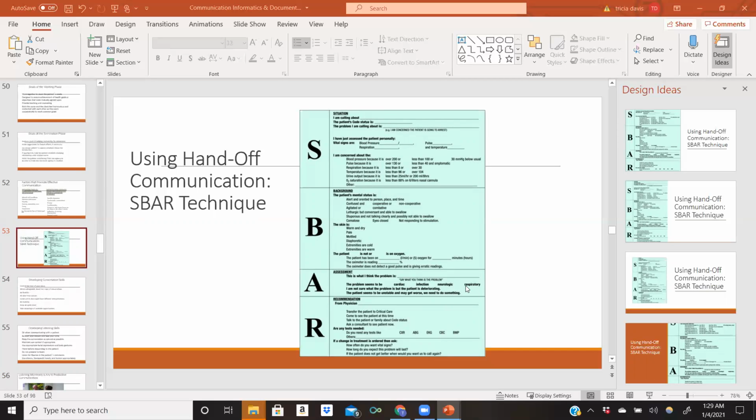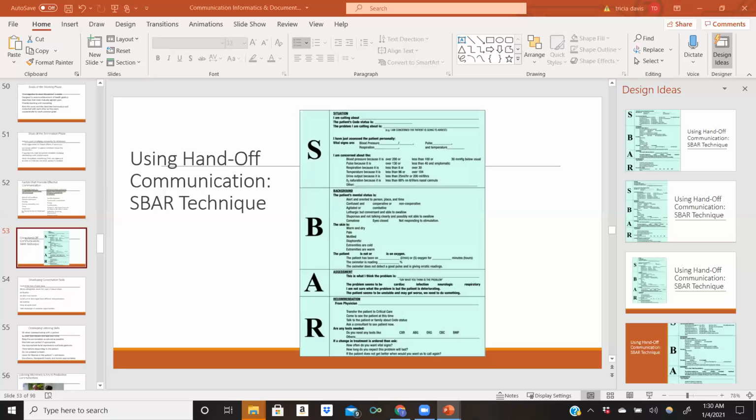Then you have the background, which is what's going on. What did she come in for? This is kind of hard for me to see. I need this to be bigger. Let's see. I'll make mine a little bit bigger. Give me just a second here. I have old eyes.